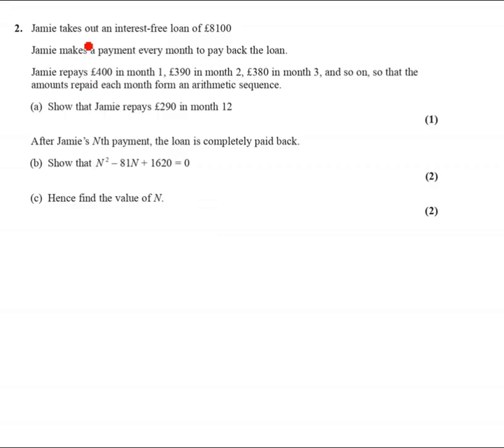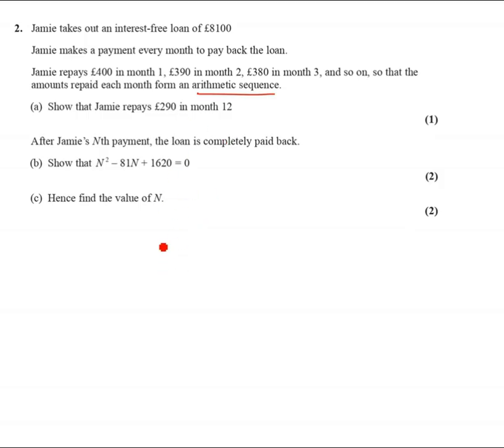Question 2. Jamie takes out an interest-free loan of £8,100. Jamie makes a payment every month to pay back the loan. Jamie repays £400 in month 1, £390 in month 2, £380 in month 3, and so on, so that the amounts repaid each month form an arithmetic sequence. Show that Jamie repays £290 in month 12.